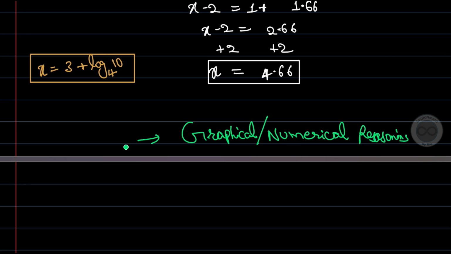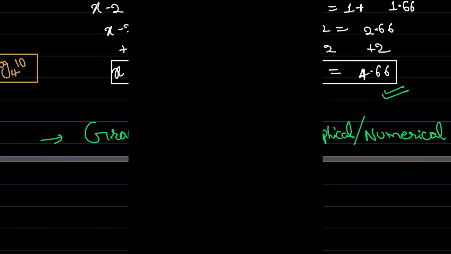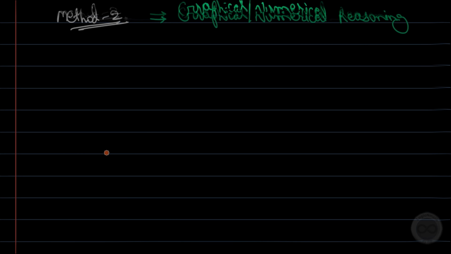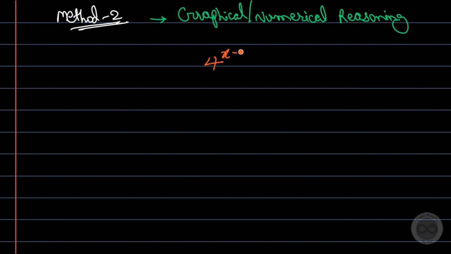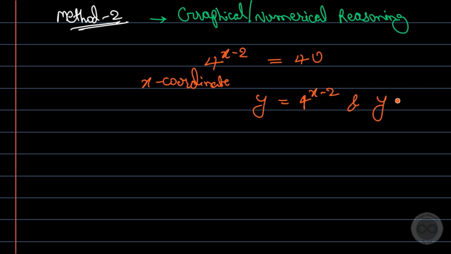By using this graphical method or numerical reasoning, we can get very close to our value. So we are solving 4 raised to the power x minus 2 is equal to 40. Graphically, this means find the x coordinate where the curve y is equal to 4 raised to the power x minus 2 intersects the horizontal line y is equal to 40.